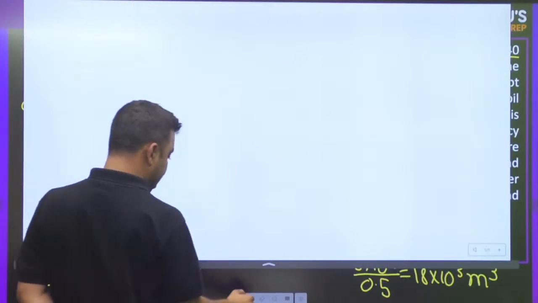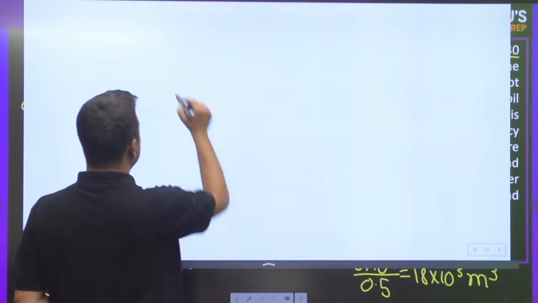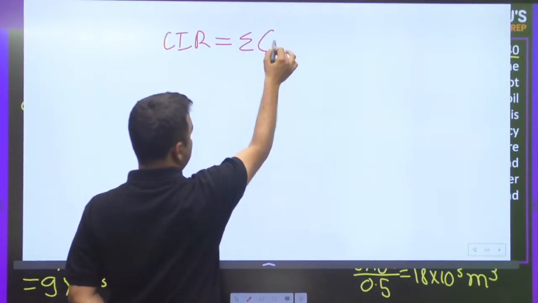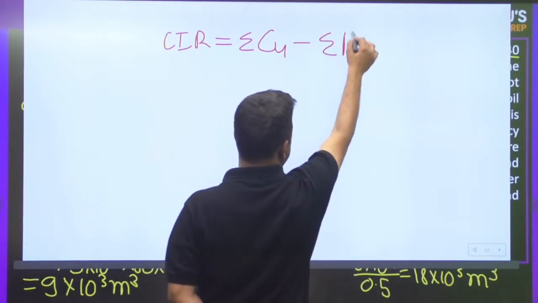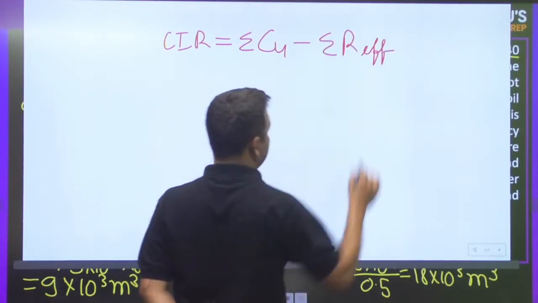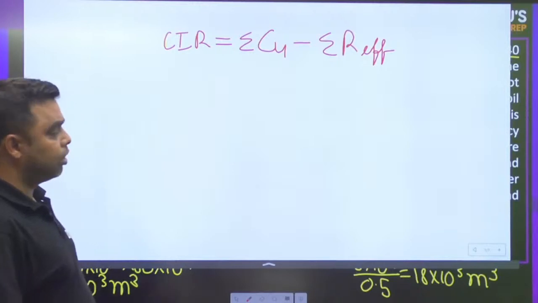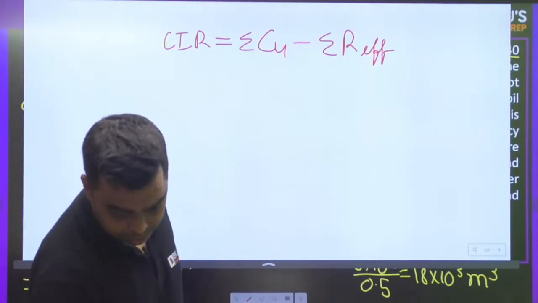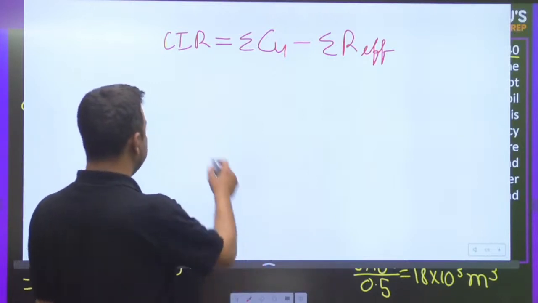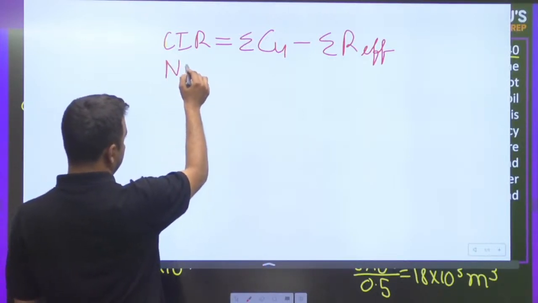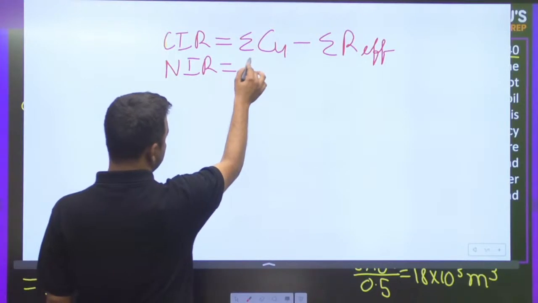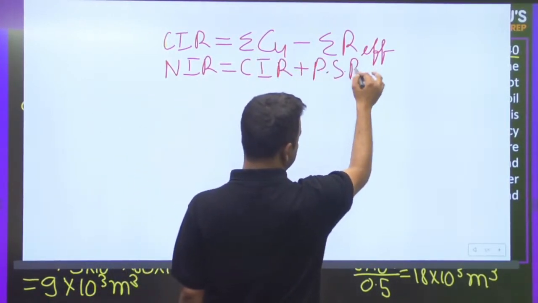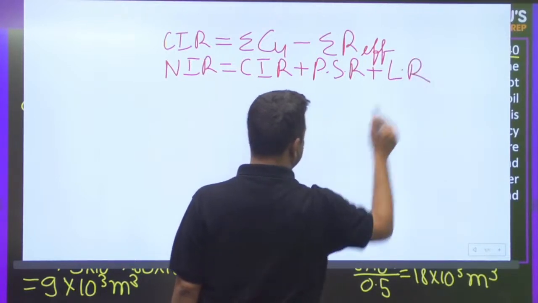At first we have what value? CIR. Summation of consumptive requirement minus summation of R effective. Right? Thereafter we have NIR is equal to CIR plus pre-sowing requirement plus leaching requirement.